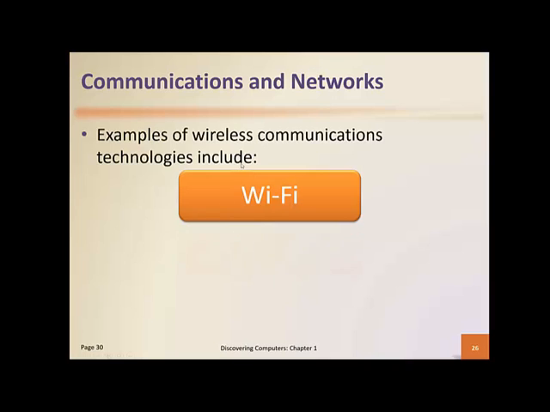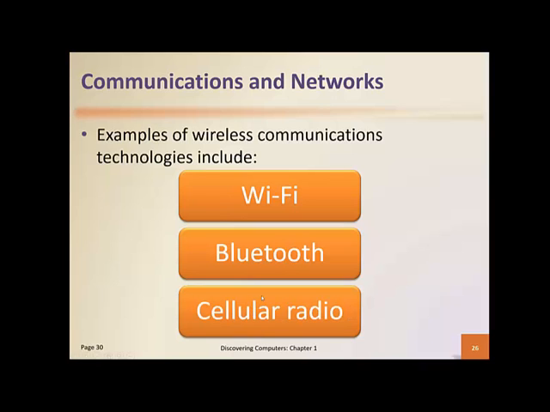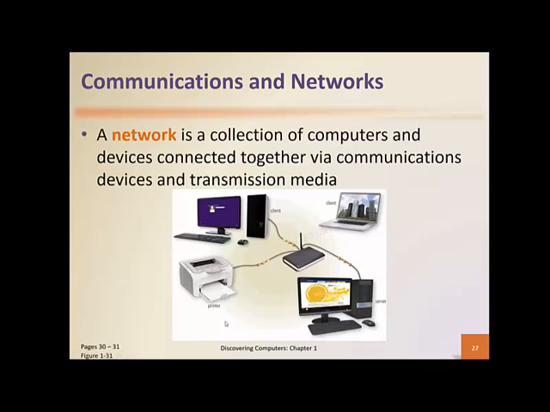Some of the ways that you can connect are Wi-Fi, Bluetooth, and cellular. So these are different ways that you can connect. This is a network: a connection of computers and devices connected together via communications devices and transmission media.